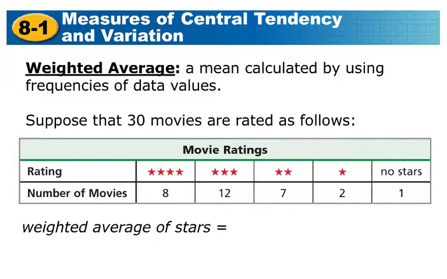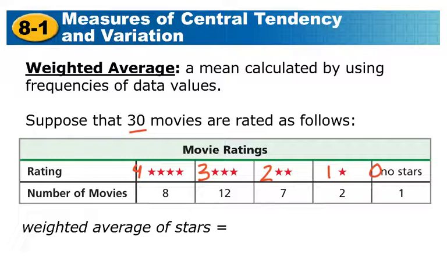So then we have something called a weighted average, or an expected value. So your weighted average is a mean that is calculated by using frequencies of data values. That just means the number of times that something happens, your frequency. So we have 30 movies that are rated as follows. So notice that we have 8 movies that got a 4-star rating, 12 that got a 3. And so it's actually easier if we look at these as numbers instead of stars. So 4 would be for this one, 3 here, 2 here, 1, and then 0.